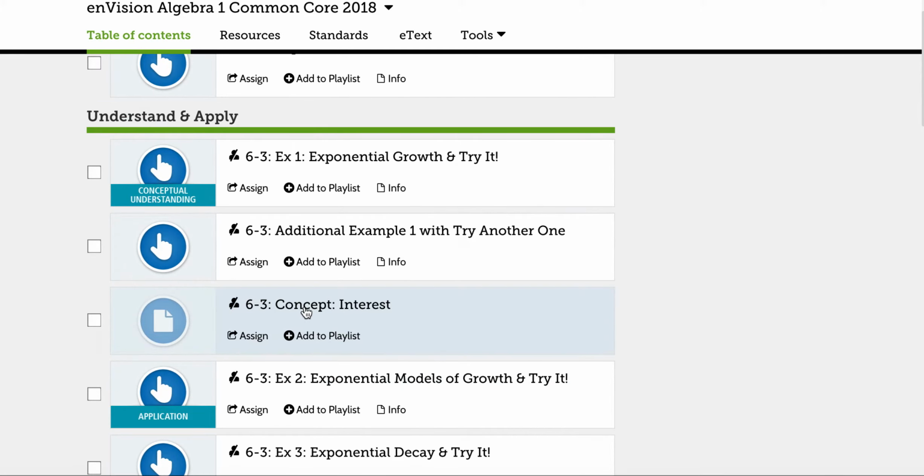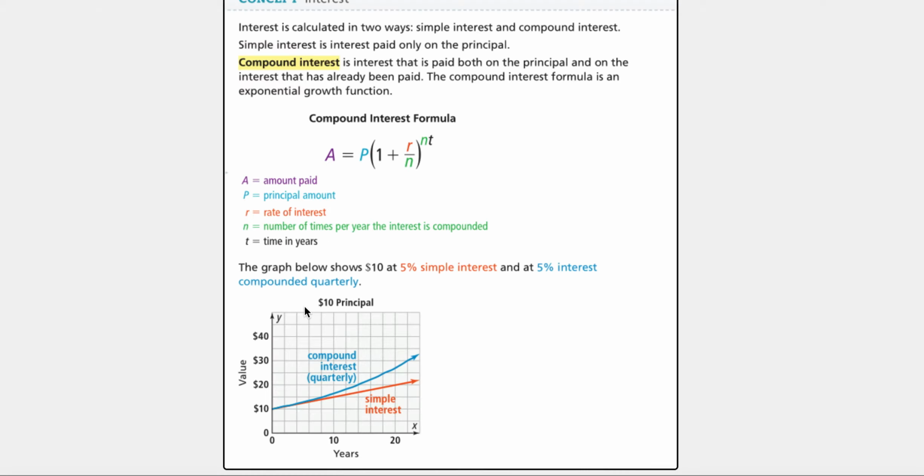Let's see the concept of interest. What does the concept of interest tell us? Interest is calculated in two ways, simple interest and compound interest. Simple interest is the interest paid only on the principal. Compound interest is interest that is paid both on the principal and on the interest that has already been paid. The compound interest formula is an exponential growth function.